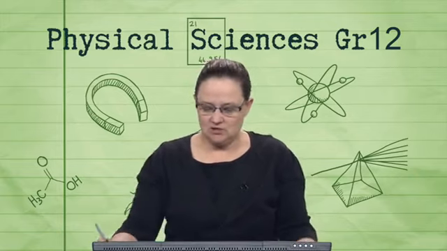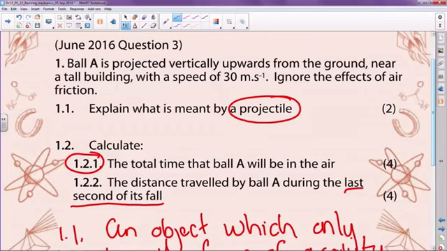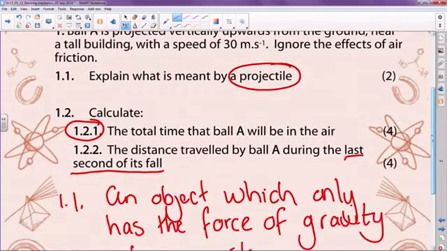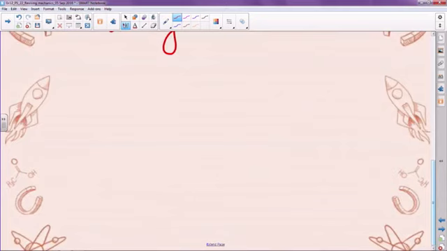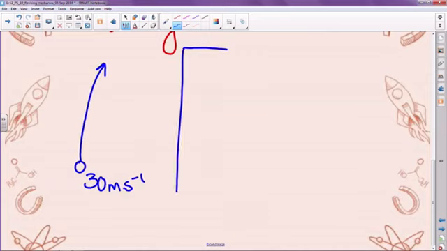So now, if we go back to the question, it tells you that a ball is projected vertically upwards from the ground near a tall building with a speed of 30 meters per second. So if we're going to draw a diagram, this is what they're saying to us. There's my ball. It's being projected upwards at 30 meters per second near a tall building. Now, the tall building actually is irrelevant for this first part. Then that's all they give you, and then they say to you, how long does it take for the ball to reach the ground again?